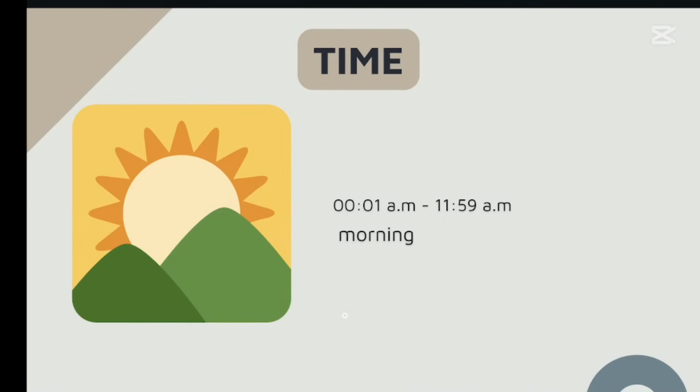So, when we base it on our clock, 12:01 in the midnight is the start of the morning. So we use AM for morning. It says here that starting from 12:01 AM until 11:59 AM is what we call the morning time. So we use AM.